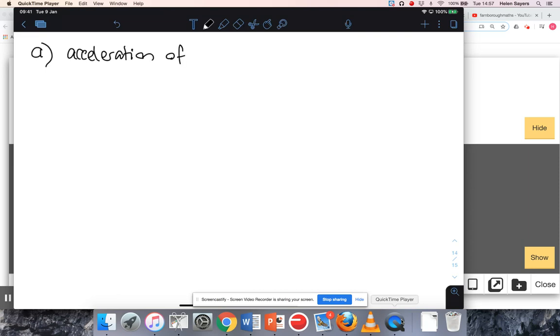So the acceleration of A downwards is going to be the same as the acceleration of B. Oops, that looks nothing like an arrow. Let's try that again. Acceleration of B upwards.